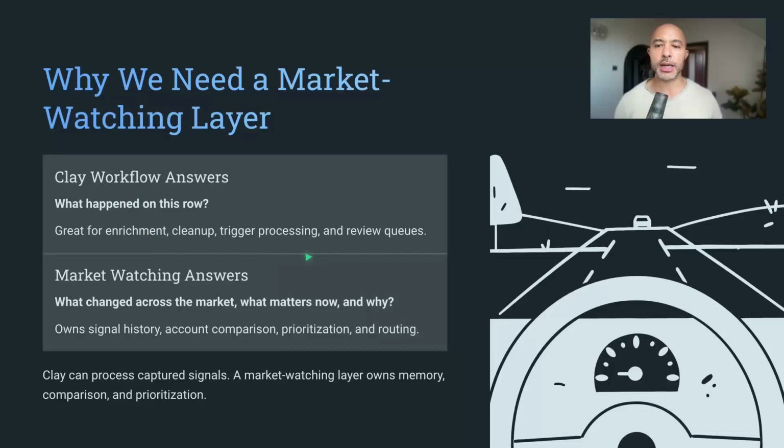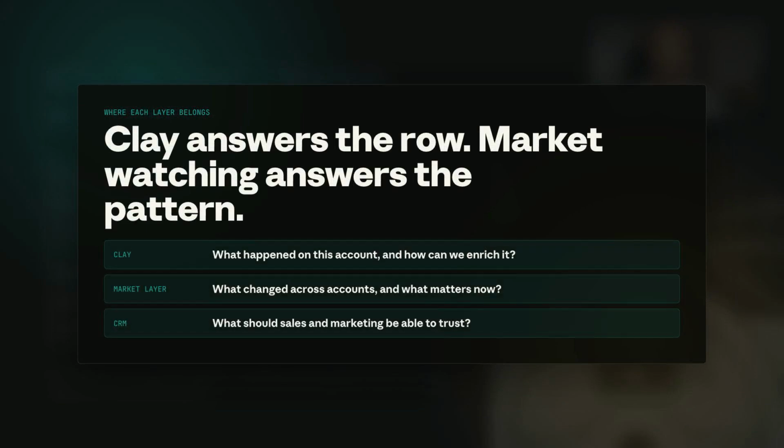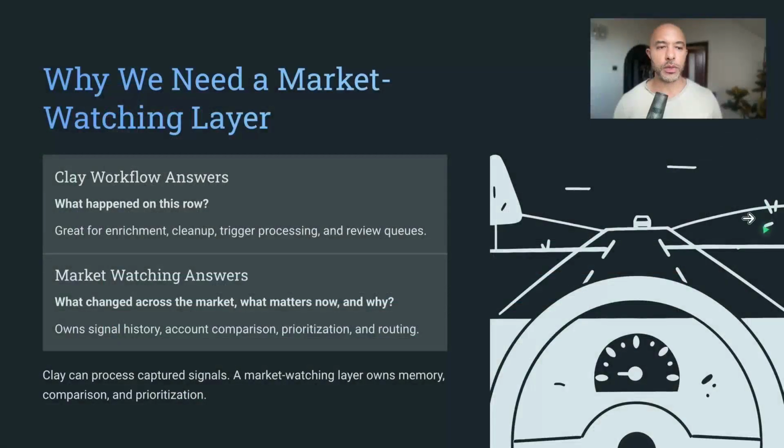Clay answers what happened on this particular account. How can we enrich it, add some triggers and do the firmographic stuff. And then market watching basically answers what changed across the market and what matters now to this account. What record of signals has this account given off over the last 3 to 6 months to a year? And based on that, let's prioritize the accounts that give off the most signals.